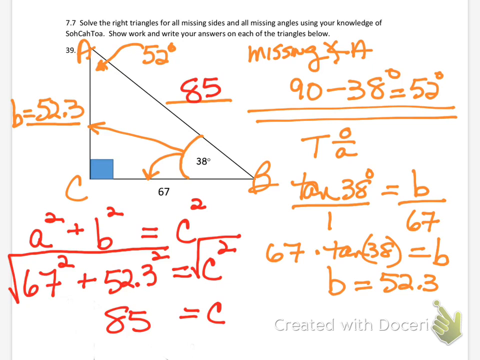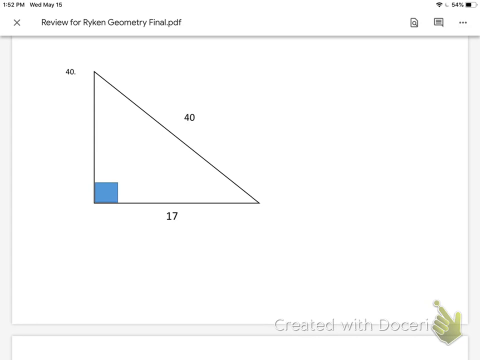Let's go ahead, we'll do problem 40, which will be the last problem in this section, and also the last problem on the review. Okay, so in question 40, I am missing both angles. So I don't have an angle here, I don't have an angle here, and I don't have a side there. So we're going to go ahead and label our triangle the same way I labeled number 39, okay?